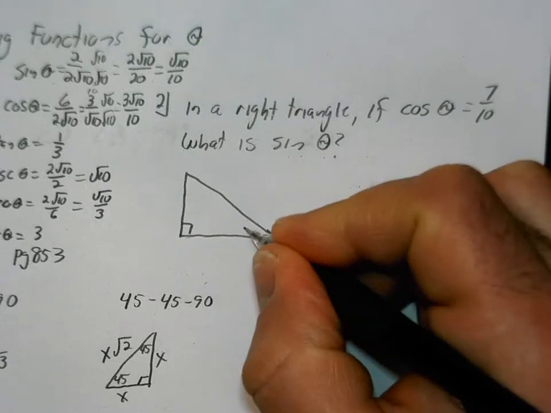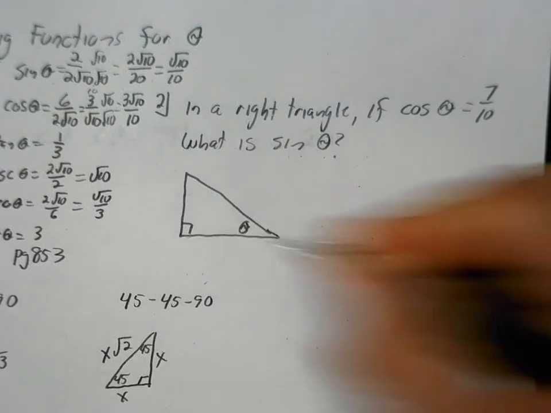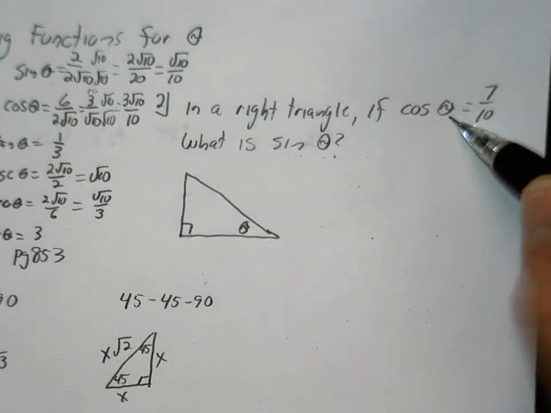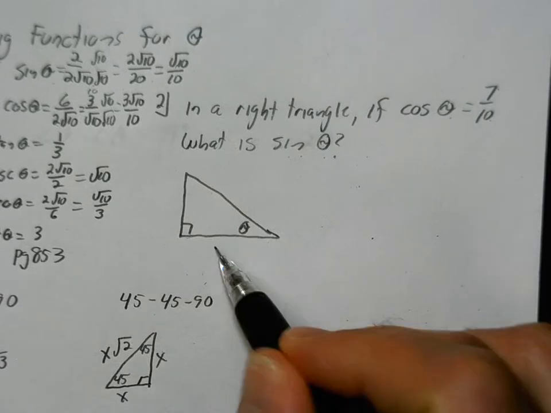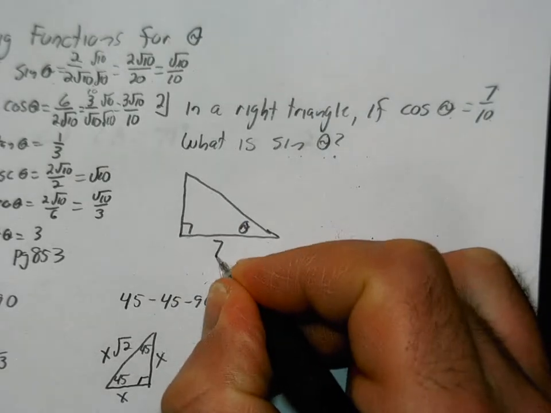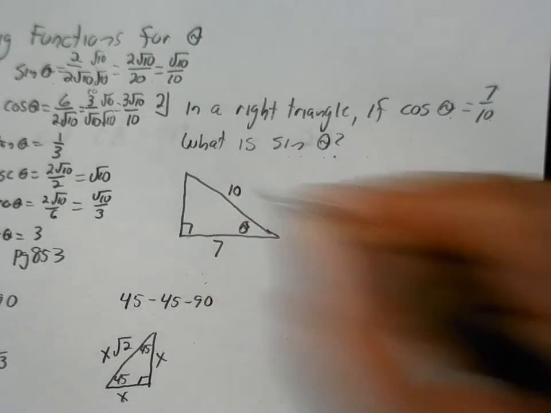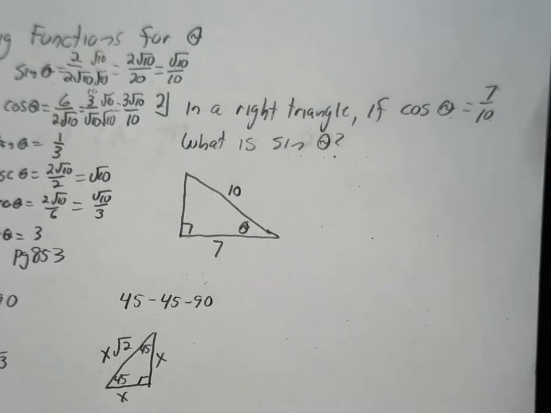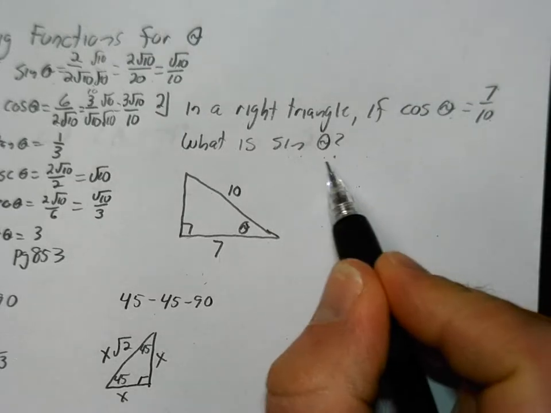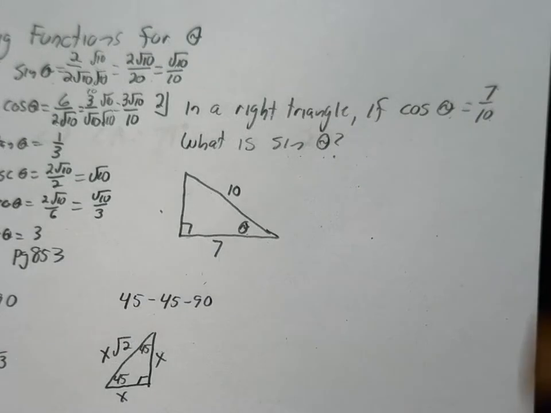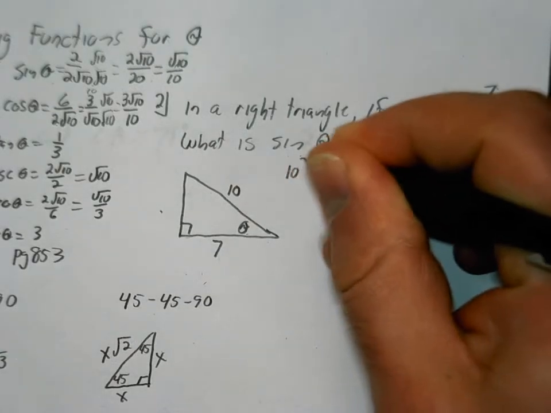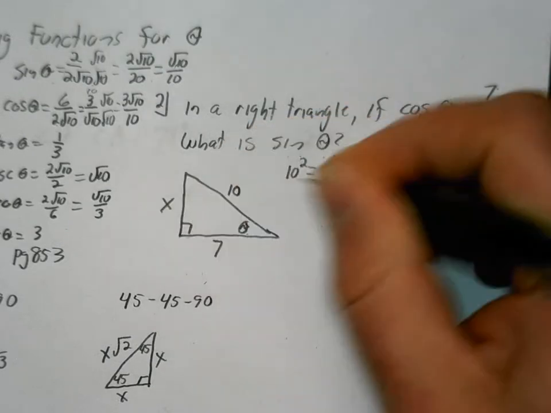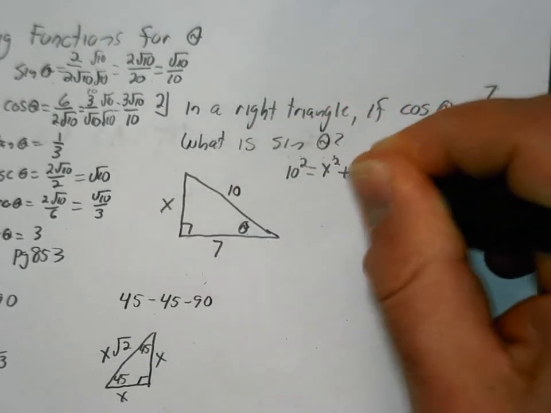Okay, I'm going to let one of the angles be theta. If cosine of theta is 7 over 10, cosine is adjacent over hypotenuse. So this is my adjacent leg, and this is my hypotenuse. If I want to know what sine of theta is, I need to know what the opposite leg is. So again, Pythagorean theorem here. We'll go 10 squared equals, we'll call this x squared plus 7 squared.